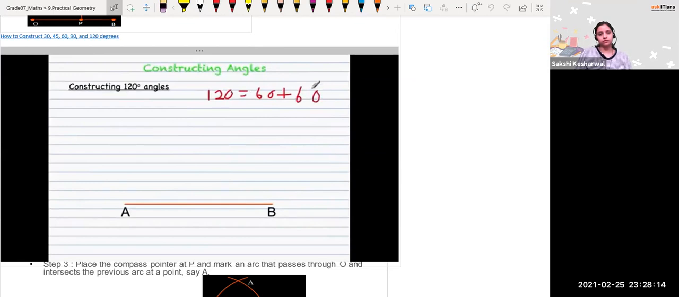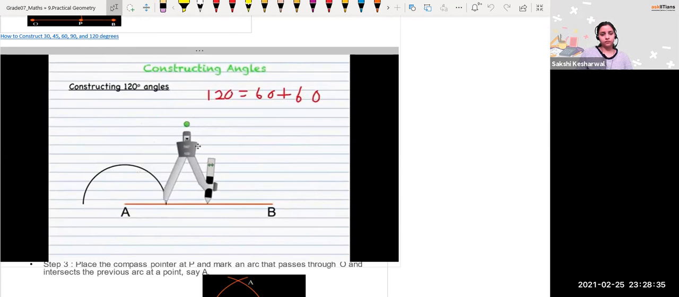So if I could first draw a 60 degree angle and then draw another 60 degree angle on top of that one, then I would have created 120 degrees. All right, so the first thing we need to do is to construct the first 60 degree angle. So I'll take the tip of the compass to the point A, open it about a third of the distance between A and B, and create a semicircle backwards.